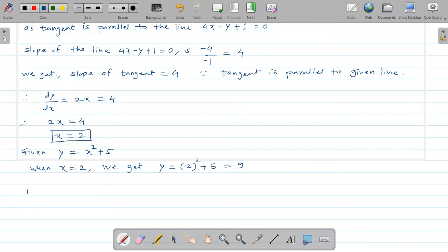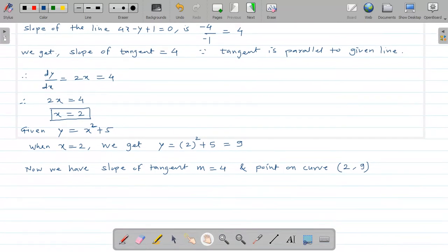So what have we completed here? Now we have the slope of the tangent, m is equal to 4, and the point on the curve, that is x coordinate is 2 and y coordinate is 9, where the tangent is parallel to that given line. So now we require to find the equation of the tangent.